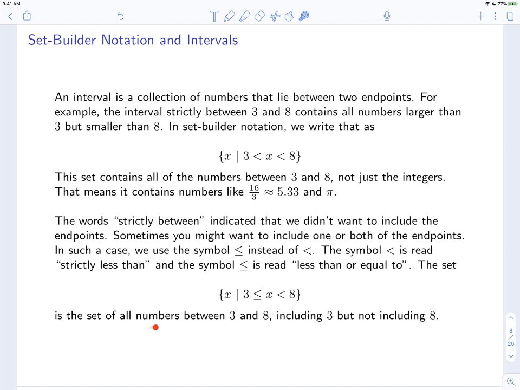So this is the set of all numbers between 3 and 8, including 3, but not including 8. 3 is less than or equal to x. So that means 3 could be equal to x. x could take on the value 3. However, x is strictly less than 8, so x cannot be equal to 8. So that's why it's including 3, but not including 8.